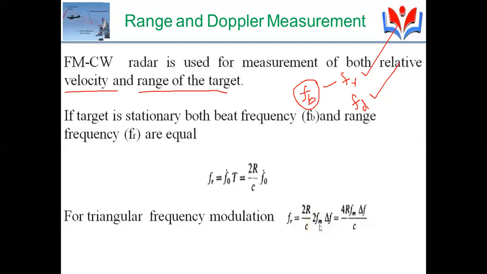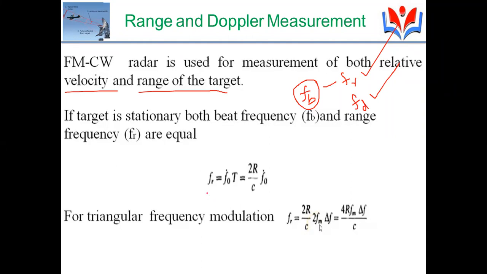Suppose the target is stationary, like a tall building or a big mountain. So it is not moving. It is simply static. In that condition, whatever FMCW signal you transmitted will be reflected back, and the reflected signal will contain only the range frequencies. It doesn't have the Doppler frequency. Doppler frequency will exist only when the target is moving. Otherwise, the Doppler frequency will be equal to 0.